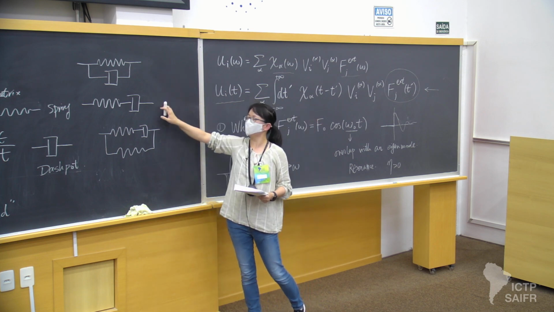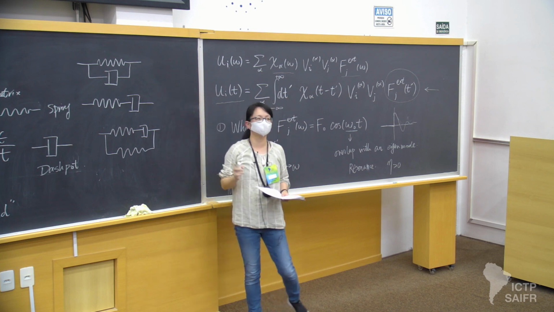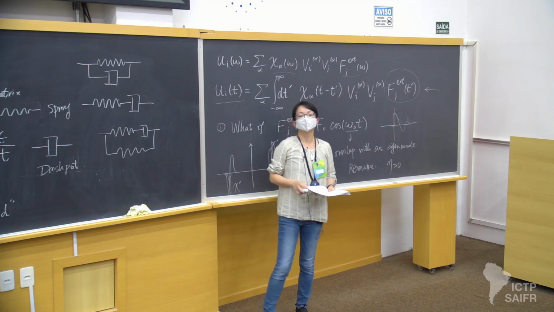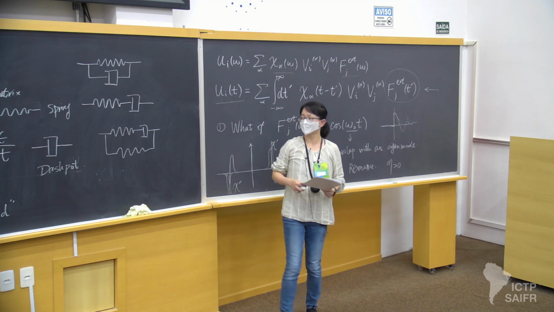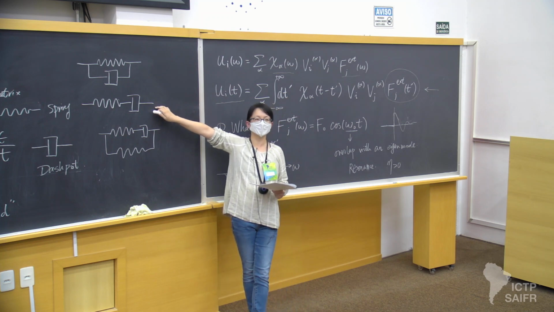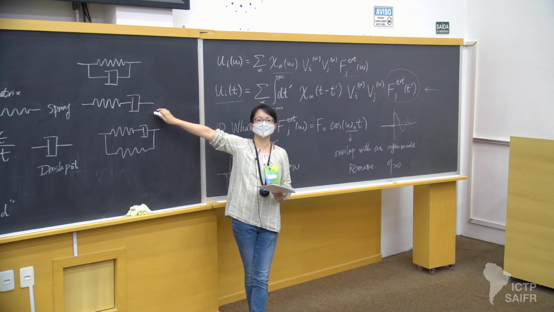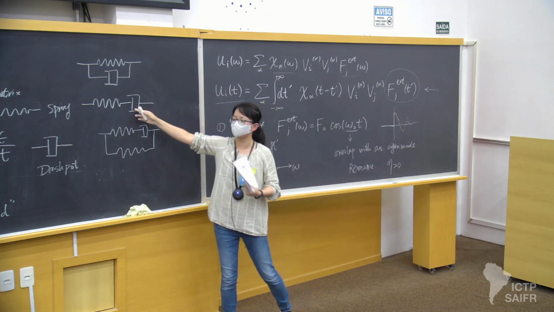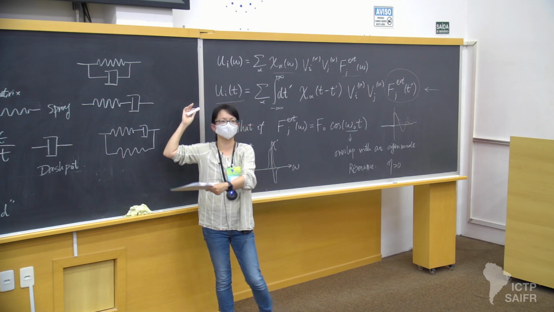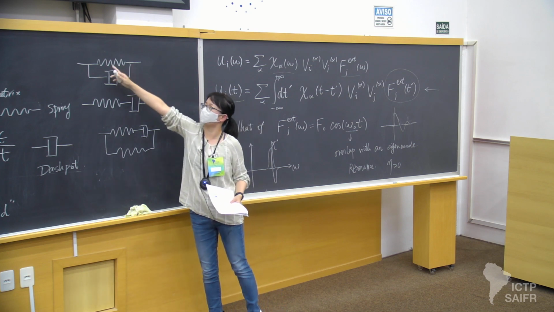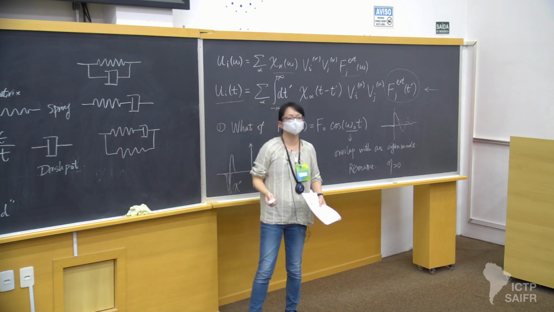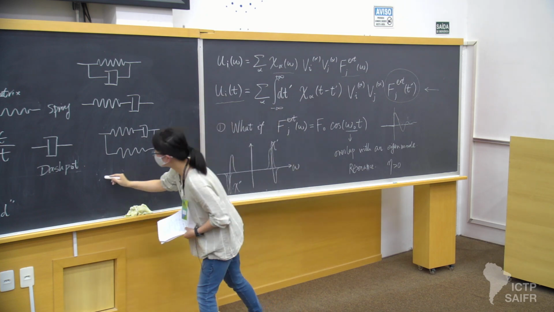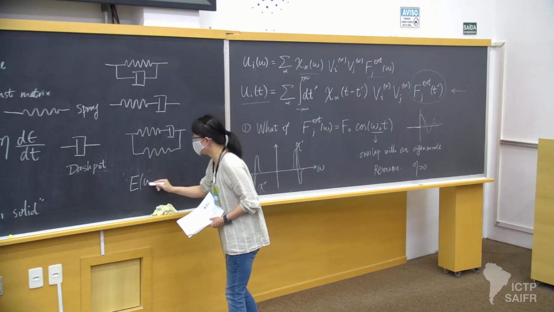So firstly, what would be an obvious difference between this case and this case? At 0 frequency, right? At 0 frequency, what would be happening for this one? There would be no stress because the dashpot will accommodate whatever constant strain is left. But here you will still have a stress left, okay?